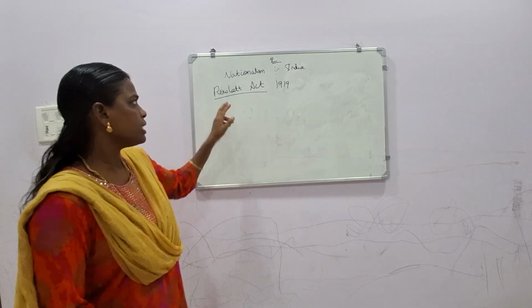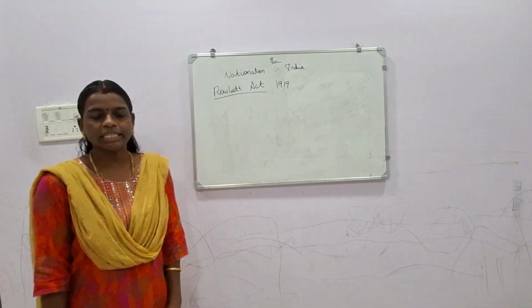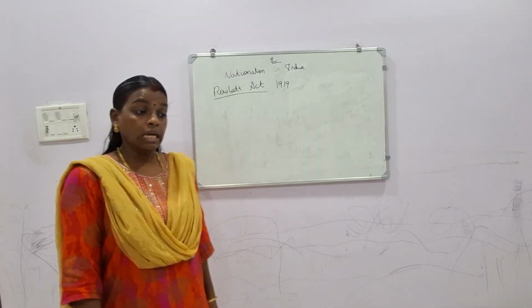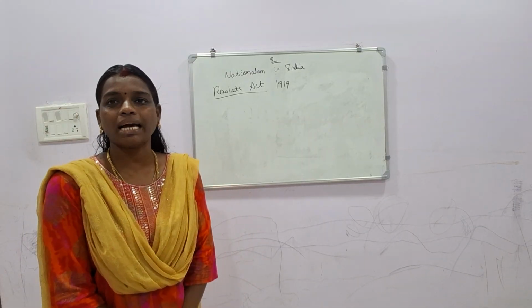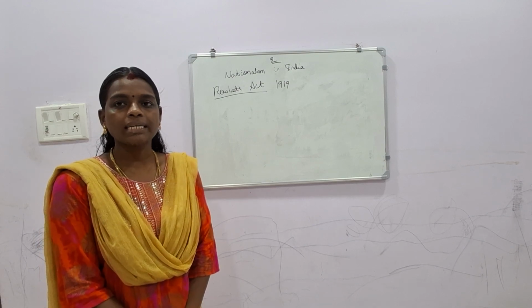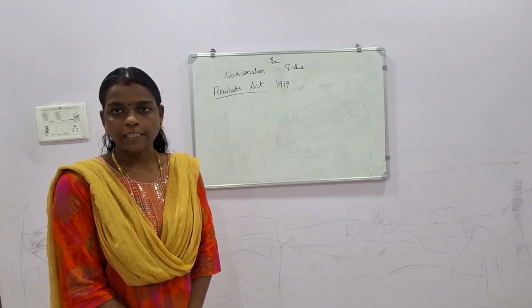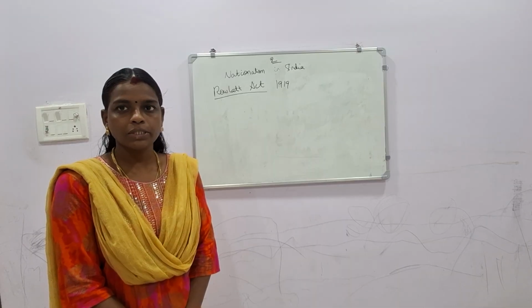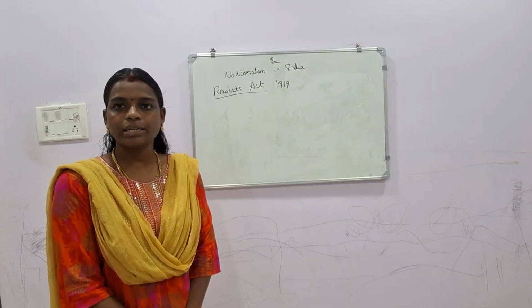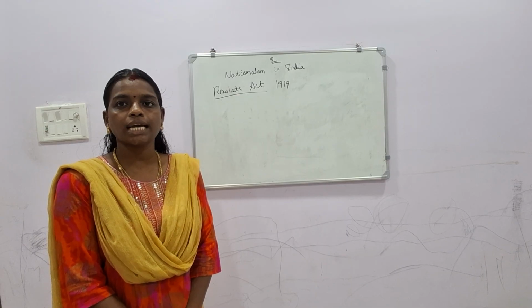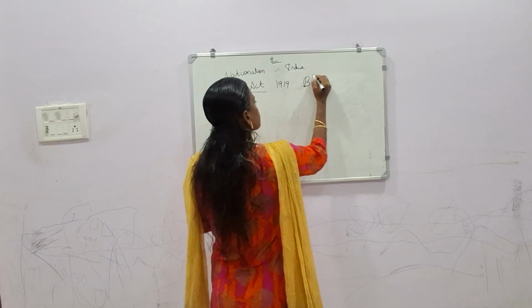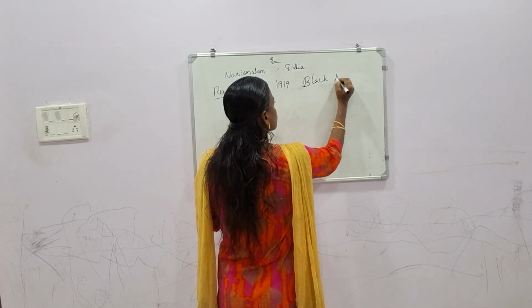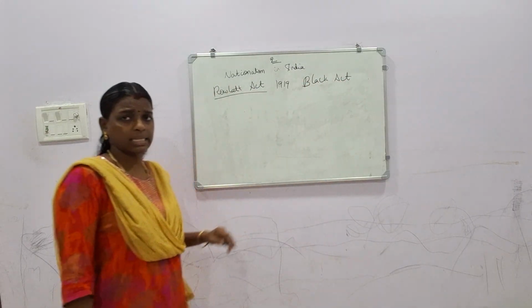That was the evil provision of the Rowlatt Act. This Rowlatt Act was called the Black Act by Mahatma Gandhi. Act means law. So this Rowlatt Act was passed with this kind of provision, and it was known by Mahatma Gandhi as the Black Act.